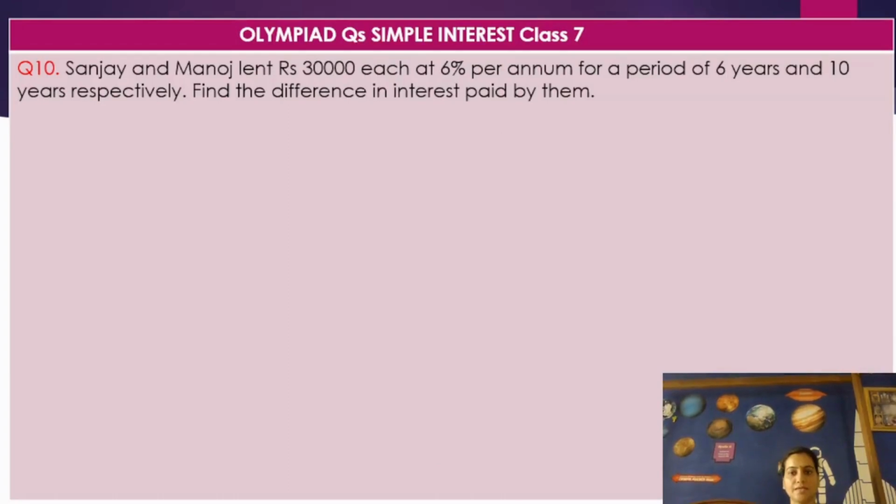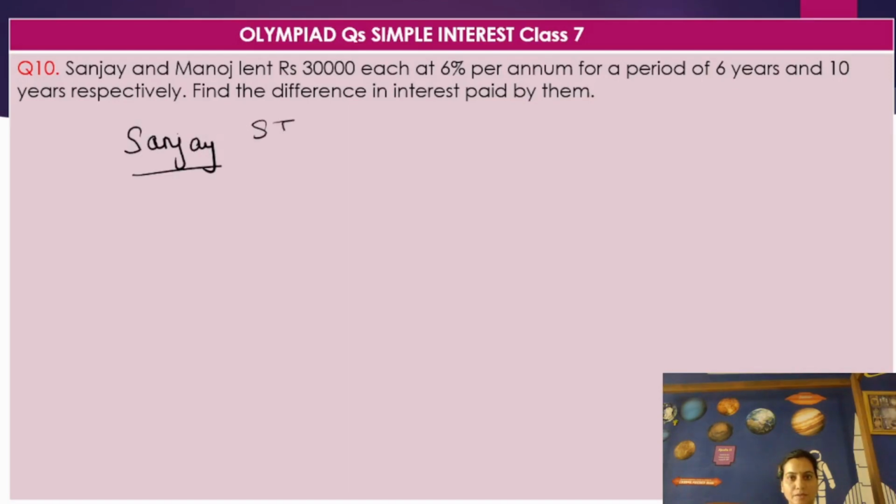The next question says, Sanjay and Manoj lent rupees 30,000 each at 6% per annum for a period of 6 years and 10 years respectively. Find the difference in interest paid by them. So for Sanjay, let's find out first.